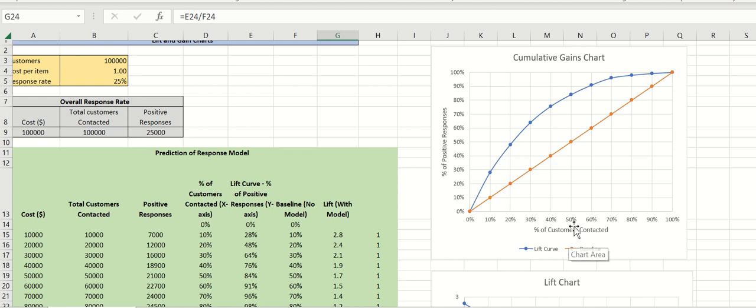So in this case, we might say that for 50% of our customers contacted, so basically cut our mailing in half, and therefore the cost of our marketing campaign in half, we're still going to reach 84% of the customers that we would have reached if we had mailed to everybody. And so that's a pretty good return. If we wanted to save even more money, we could even cut down to 40% and still get about 75% of the responses, positive responses that we would have gotten if we had mailed to all 100% of our customers.